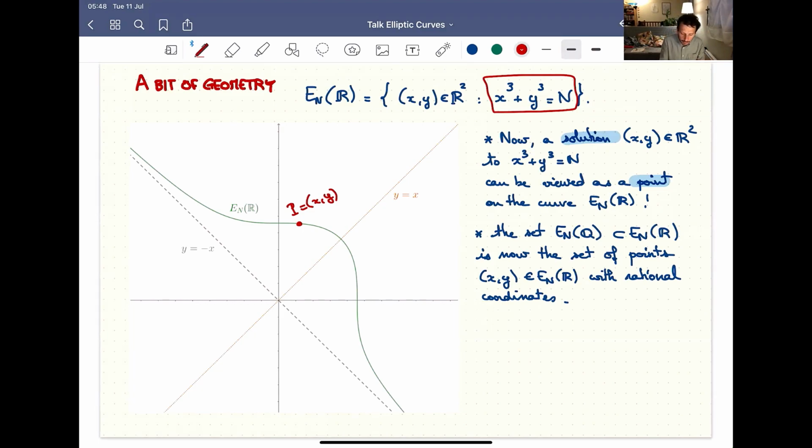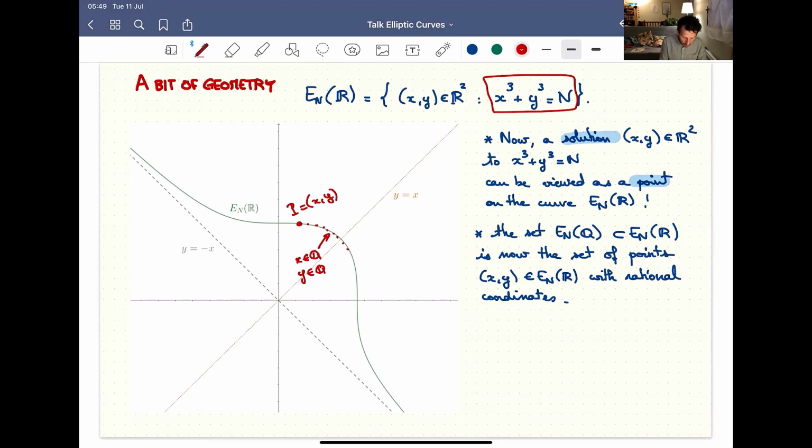And also the set we're interested in, this E_n(Q), as I mentioned, is a subset of this bigger set E_n(R). And how do we recover it? Well, it's the set of points (x, y) in E_n(R), so the set of points on the curve, such that both the x coordinate and the y coordinate are rational numbers. So you don't look at all the points on the curve, you just look at those such that x and y are rational numbers.